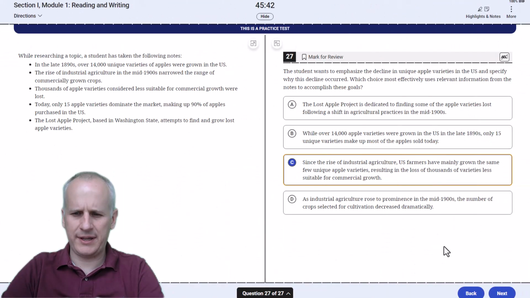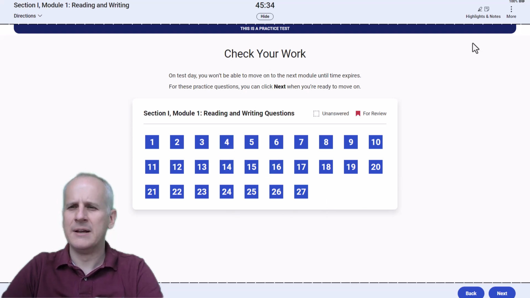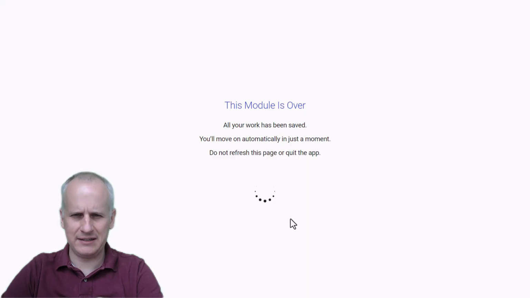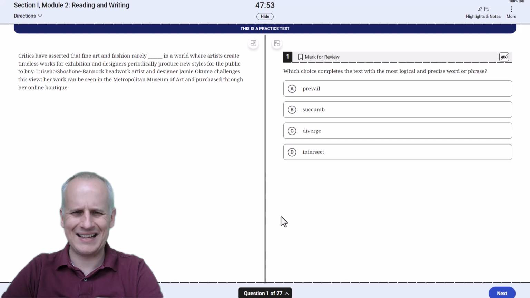As soon as you hit next from the final question, you're going to see this review screen and you'll be able to return back to any questions that you might have flagged for review. But we're going to just hit next and you will immediately be ported over to module 2 of the reading and writing section, as you can see up here. And this module is what is known as adaptive. So it's going to have the difficulty of its questions dictated by your performance on the first section.